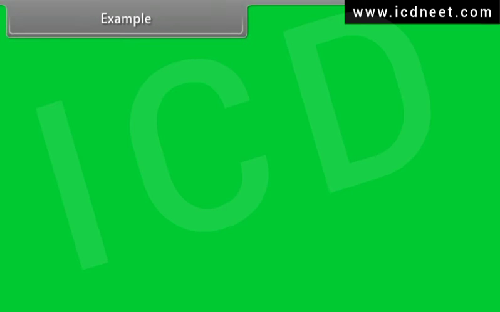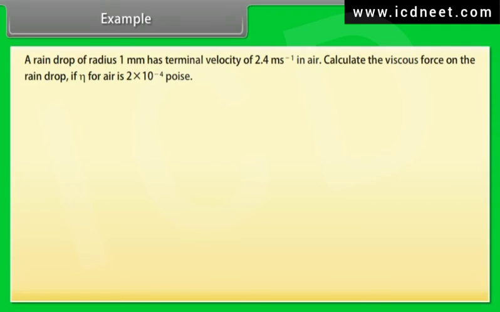Example. Let's take an example on Stokes' law. A raindrop of radius 1 mm has terminal velocity of 2.4 meter per second in air. Calculate the viscous force on the raindrop if eta for air is 2 into 10 raised to the power minus 4 poise. Let's see the solution.